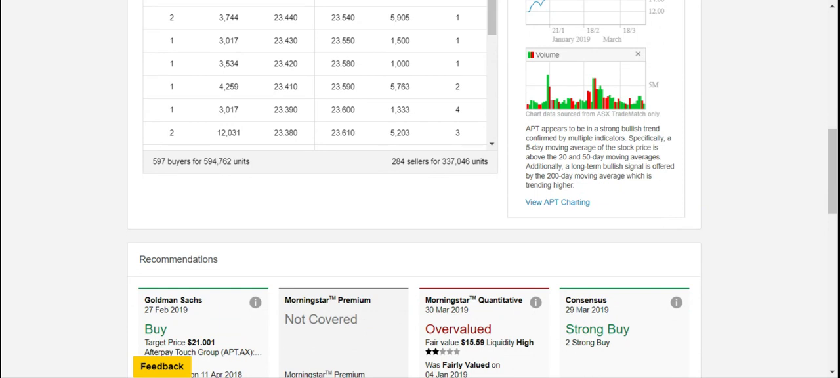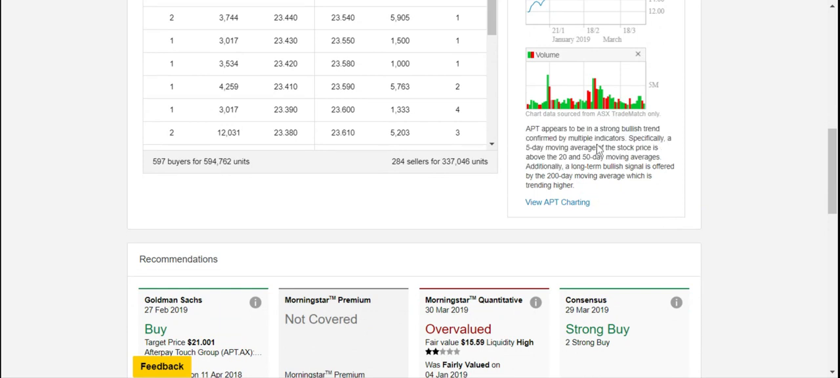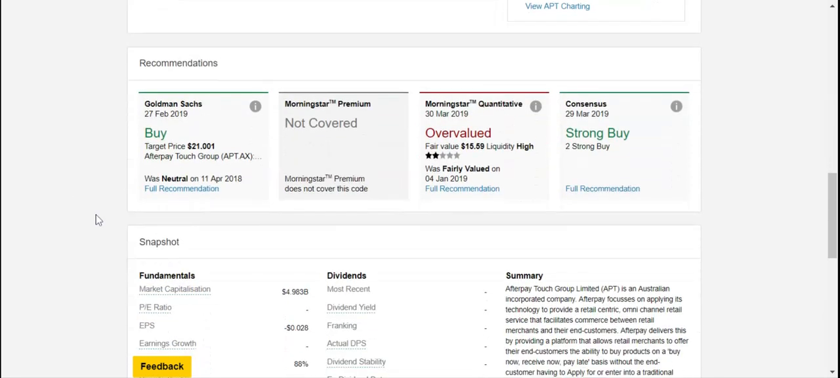Tells a little bit of information down here. APT appears to be in a strong bullish trend confirmed by multiple indicators. Sometimes it's worth reading, depending if you're a TA trader or if you're a fundamental trader. I am a very heavily weighted TA trader. Technical analysis is what I look at.